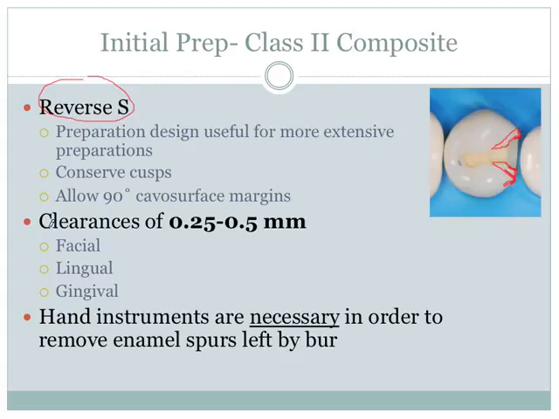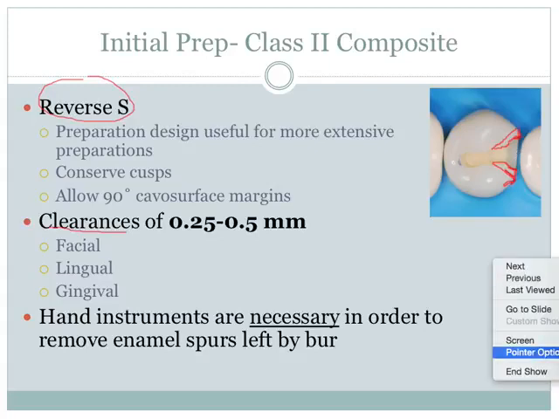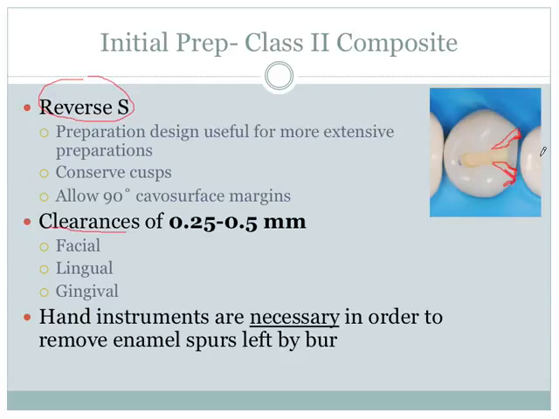And then clearance refers to basically the distance between the cavosurface margin and the adjacent tooth. So if I get a different color here, it would basically be the spaces here, right there, and right there. So we shoot for about 0.25 to 0.5. Again, it depends on the extent of your preparation, the extent of your disease, but that's just one of those numbers to keep in mind.